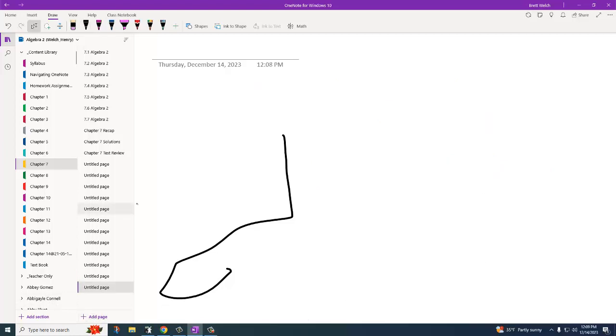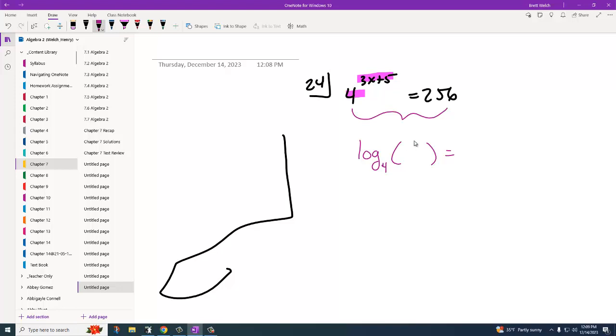Last two, just solving a logarithm and an exponential. If we look at number 24, we got 4 to the 3x plus 5 equals 256. What we need to know is our exponential alone. The exponential should have the exponent and its base. But there's nothing else on this side of the equal sign, so I'm ready to start transitioning this into a logarithm. If I write this as a log, the base of my log will be 4. The thing that goes into the parentheses is what it's equal to, which is 256. And it's equal to 3x plus 5.